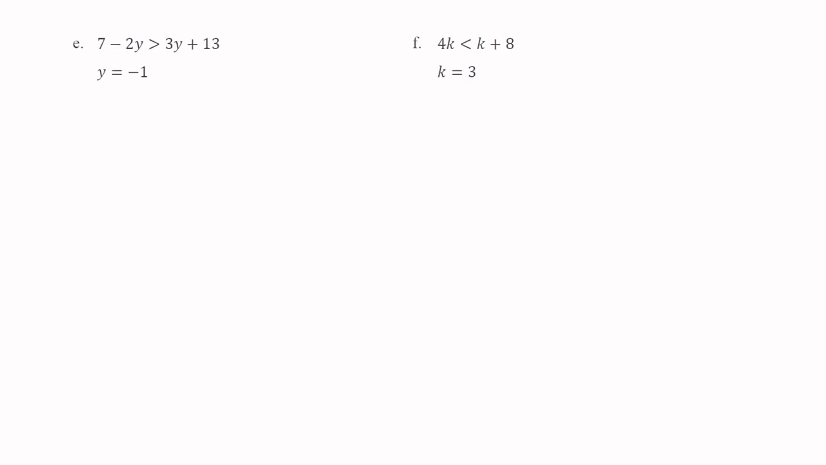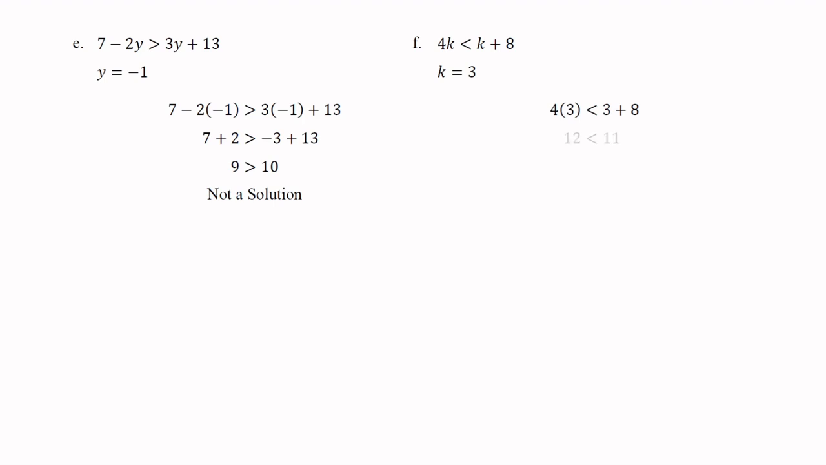For E, we're going to substitute -1 in for y. We're going to multiply those two quantities there. 7 plus 2 is greater than negative 3 plus 13. Perform addition on both sides. We get 9 is greater than 10, which is false, so it's not a solution. And then for F, we're going to put 3 in for k. 4 times 3 is 12. 3 plus 8 is 11. 12 is not less than 11, so it's a false statement, and so therefore it is not a solution.